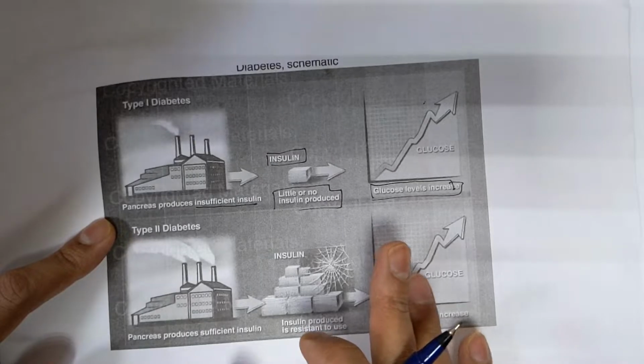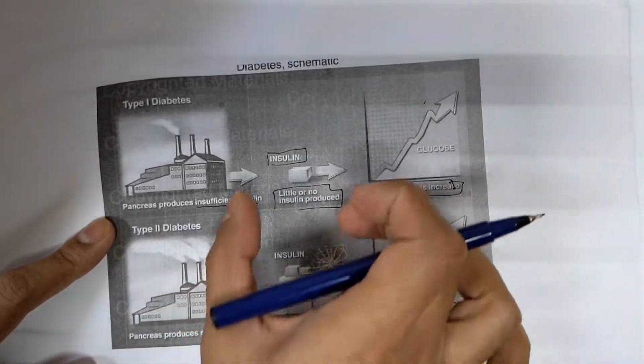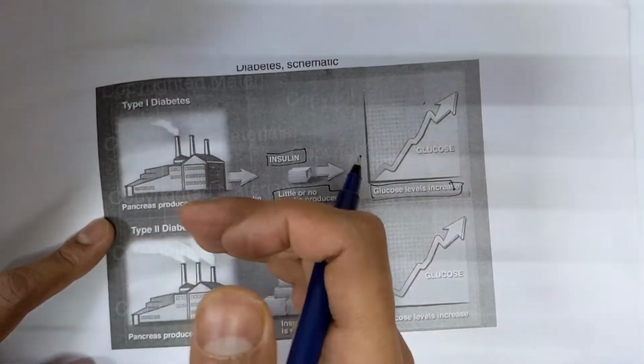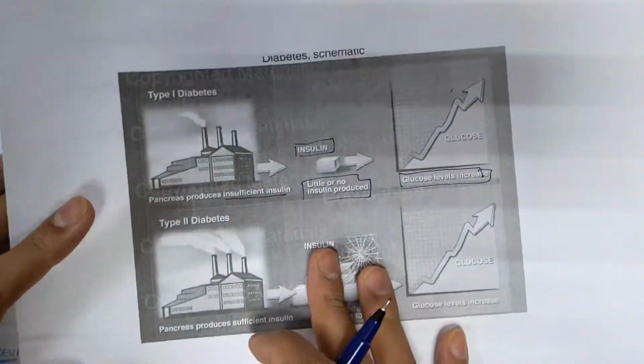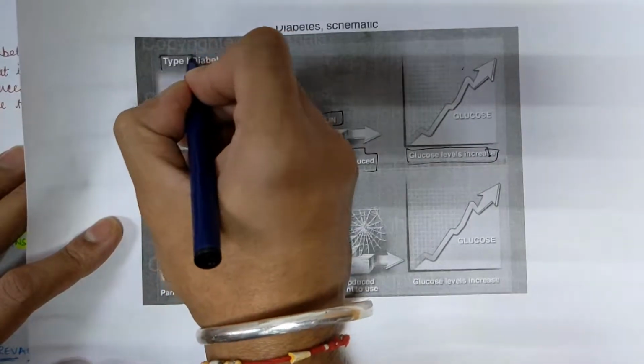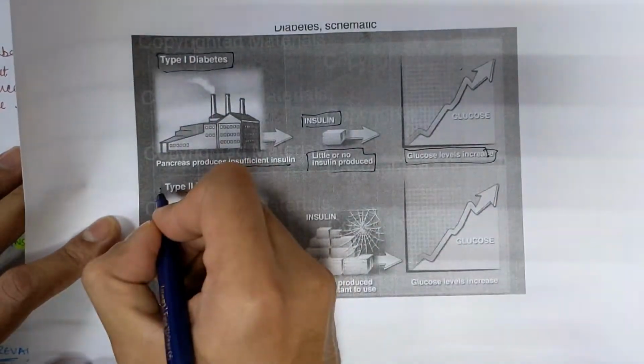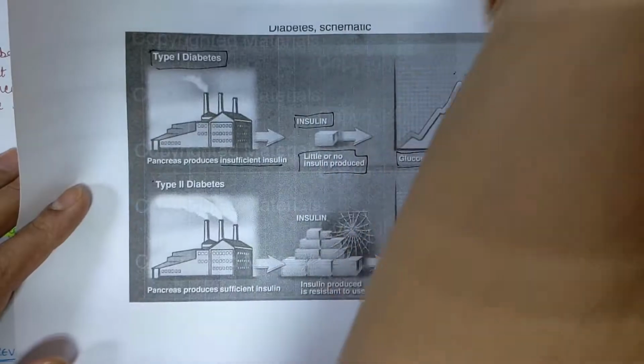So that does not lead to hyperglycemia. If insulin is released in an insufficient amount, then this will lead to an increase in the blood glucose level. So this is what occurs in type 1 diabetes mellitus. So what happens in the case of type 2 diabetes mellitus?